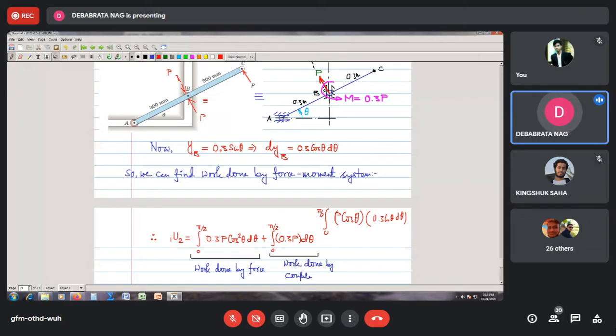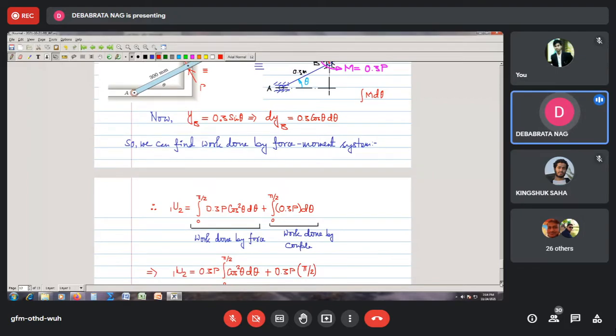So this is actually the work done by the force P, correct. And what remains is the couple, the work done by the couple, which is the problem here, because in the previous problem we learned how to calculate the work done by a force. Now the work done by the couple is given by M d theta, correct. M is 0.3 P, and this is constant, so 0.3 P d theta, and integration is to be performed from 0 to pi by 2.